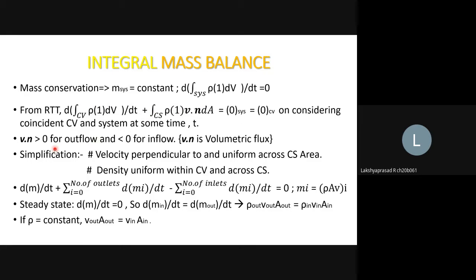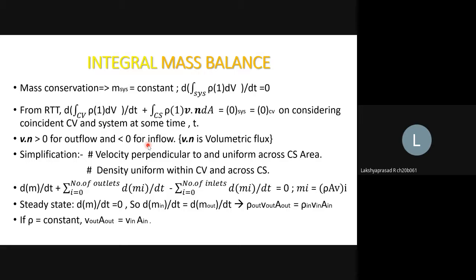We know that the dot product in the convection term, v dot n, will be positive for outflow and negative for inflow, and it represents volumetric flux. So this convective term is the net mass flowing out of the control volume through the control surface via convection, and this is the time rate of change of the mass of the fluid in the control volume.